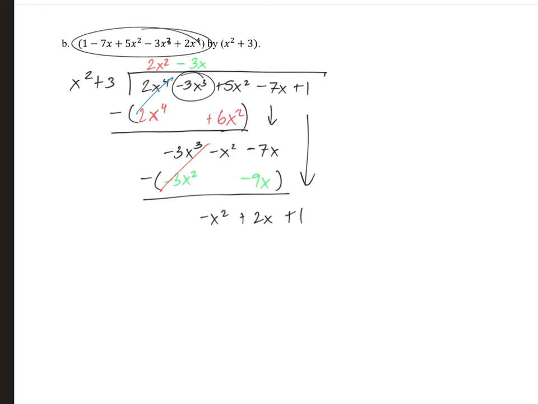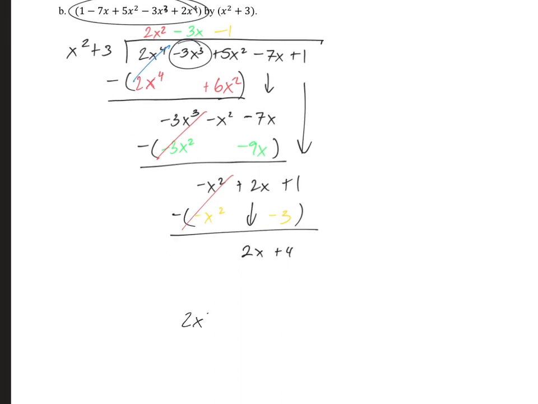And let's see, so what do we multiply x squared by to get negative x squared? Well, it'll be a negative 1. Okay, so then we have negative x squared minus 3. Doing the subtraction, that cancels. We bring down that positive 2x. And then 1 minus negative 3 would be 1 plus 3, which is 4. And can x squared go into 2x? The answer is no, we can't multiply it by any of that, so that'll be it.